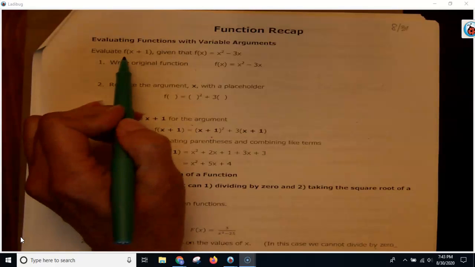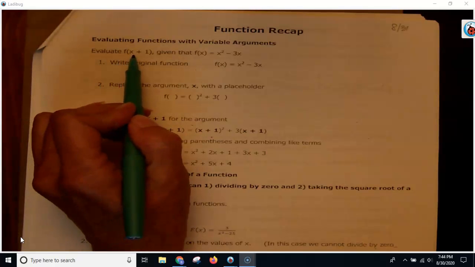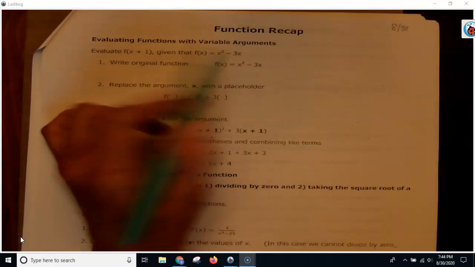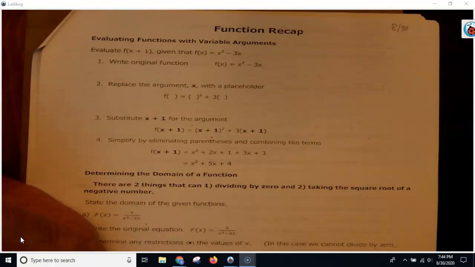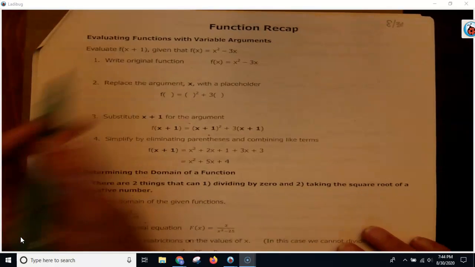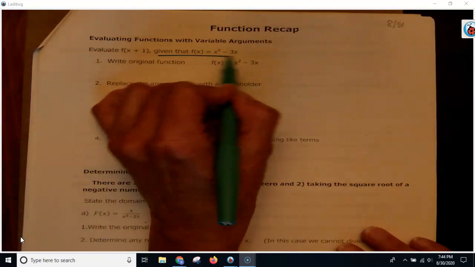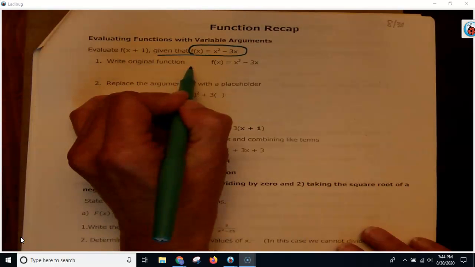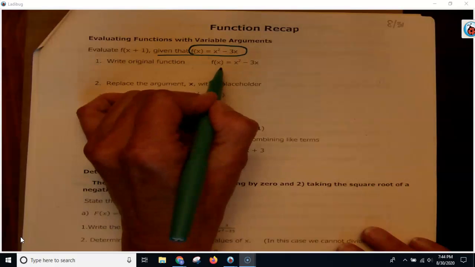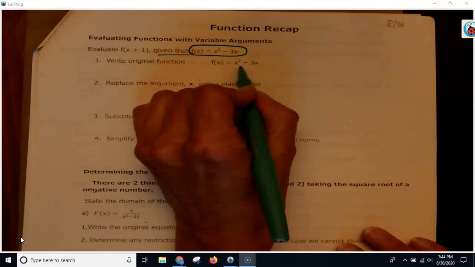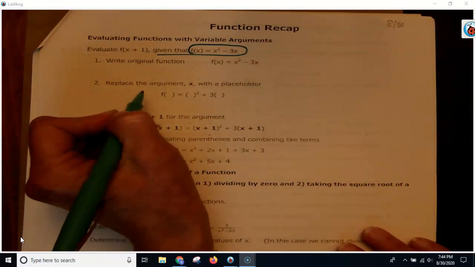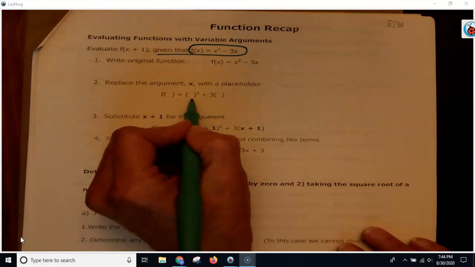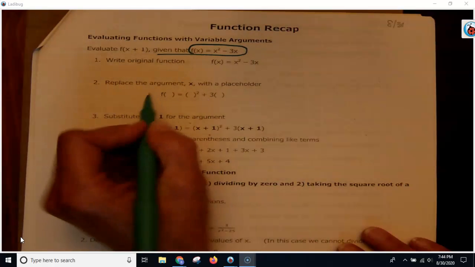So if you were to evaluate f of x plus 1, given that f of x equals x squared minus 3x, you might be like, where do I even begin? So what it's saying is you're given this equation. You write the original function here, f of x equals x squared minus 3x. Then you're going to replace all of the x's with some sort of placeholder. And here it just shows you like that, but I like to make mine bigger.